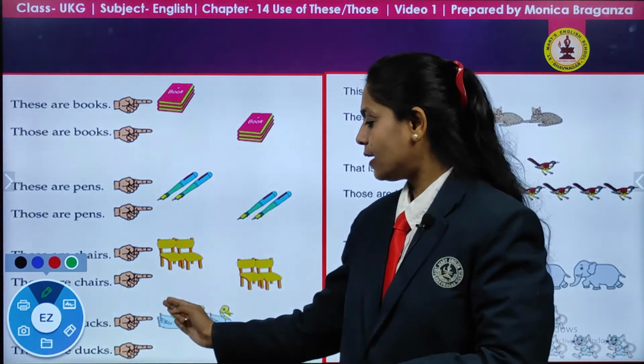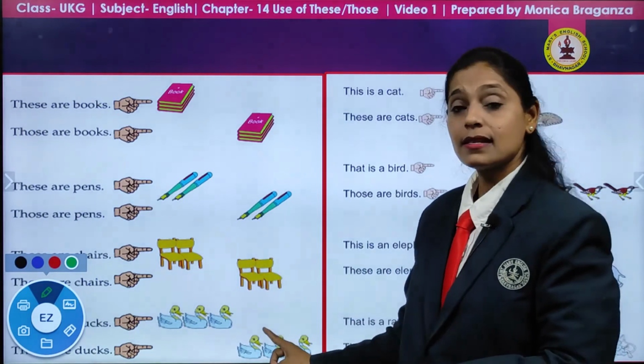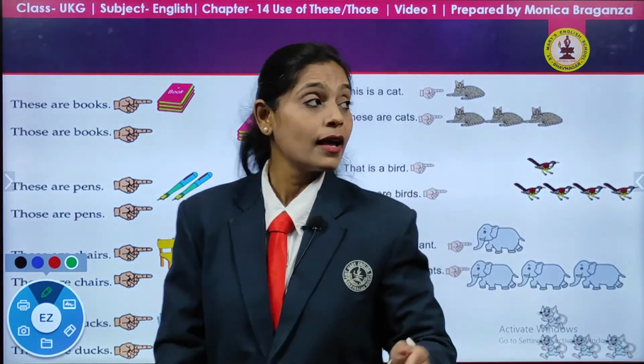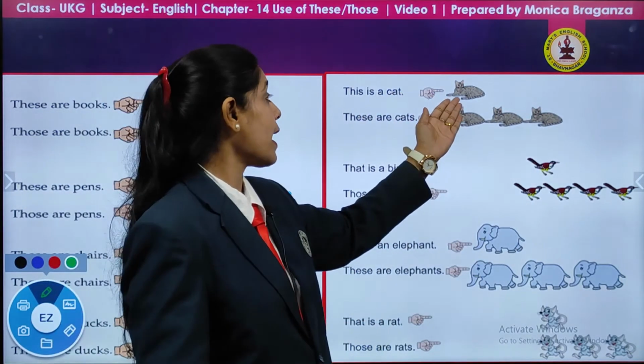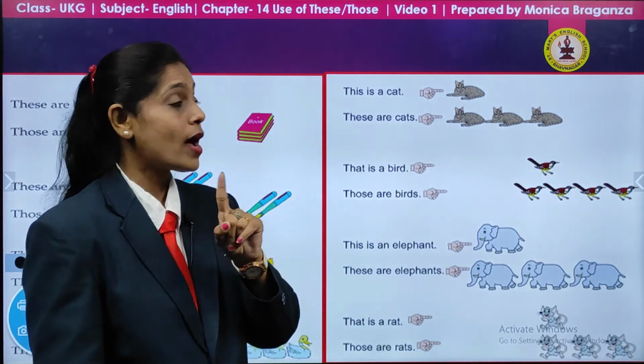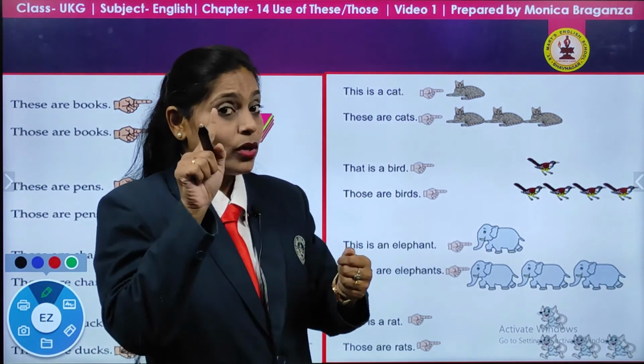Now, ducks, they are near. So we are going to say these are ducks. And these ducks are far. So we are going to say those are ducks. Now, can you see the cat? Yes, and it is only one cat. So what are we going to say when it is one? We are going to say this is a cat. It is near, but only one.